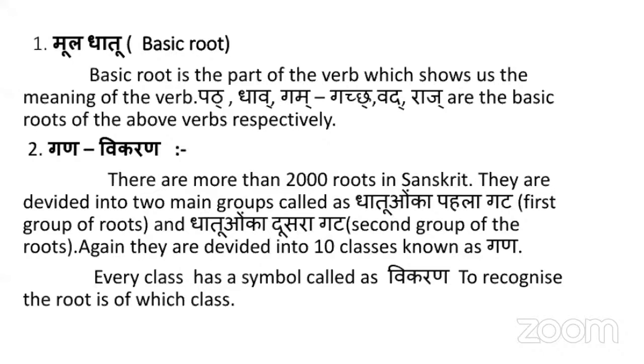See, in pathati, patha is the dhatu. In dhavati, dhava is the dhatu. In gachati, gama gacha. See, gama is the basic root, but it declines like gacha. That's why I have written here gama gacha both. So the form is gachati, but the root is gama gacha. Next vadati. For vadati, vada is the root, and for rajate, raja is the basic root. So patha, dhava, gama gacha, vada, raja are the basic roots of the verbs respectively.